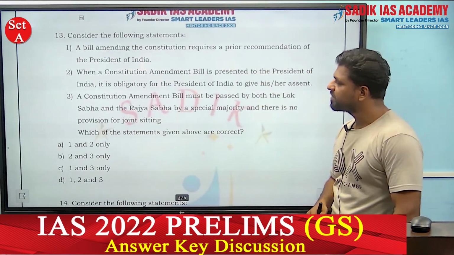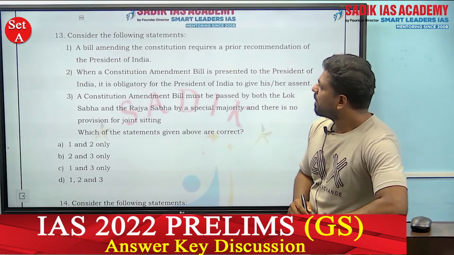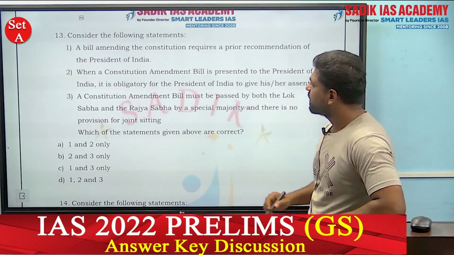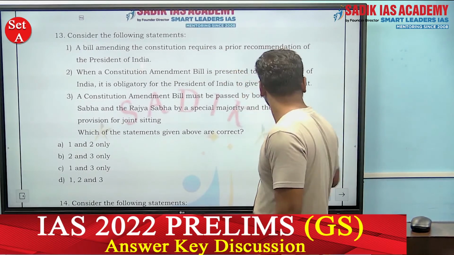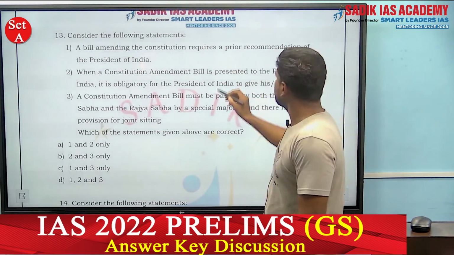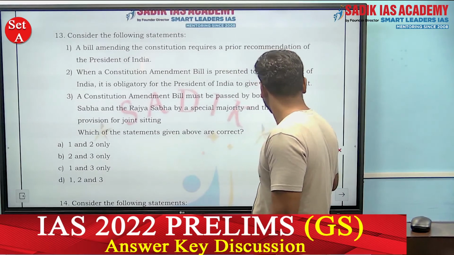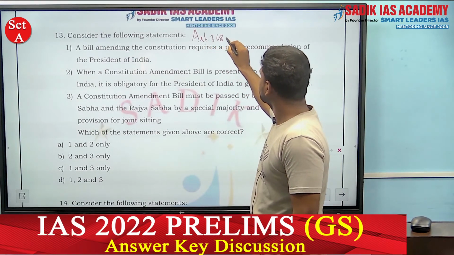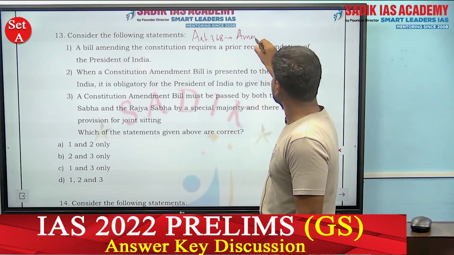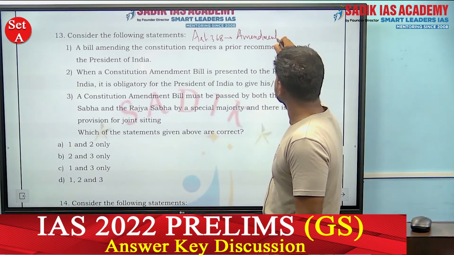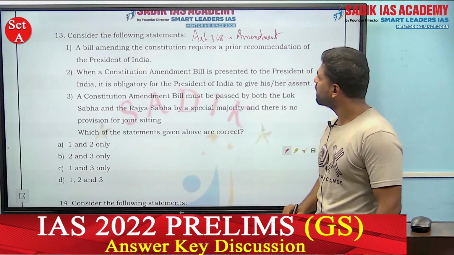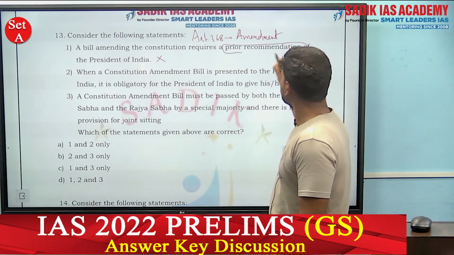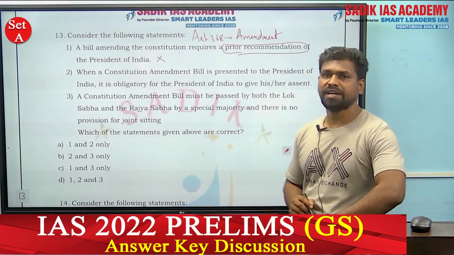Consider the following statements. Statement 1, a bill amending the constitution requires a prior recommendation of the President of India. This particular question deals with Article 368, amendment of the Constitution. Statement 1 is wrong, because there is no such provision in Article 368.